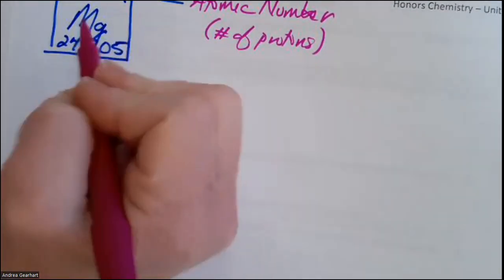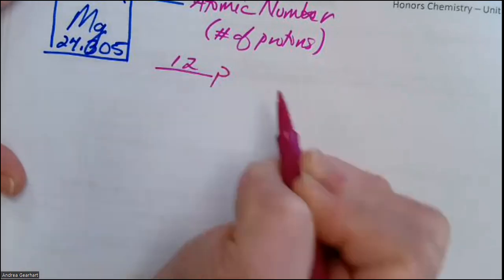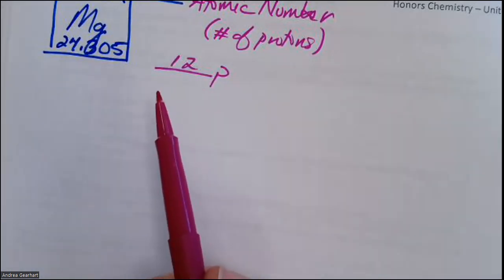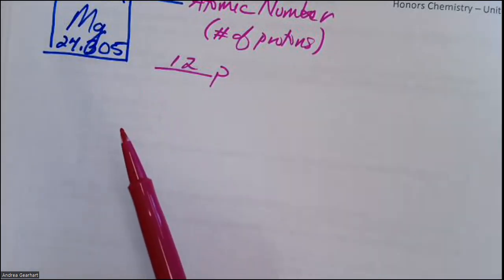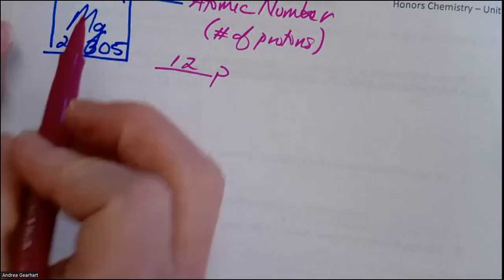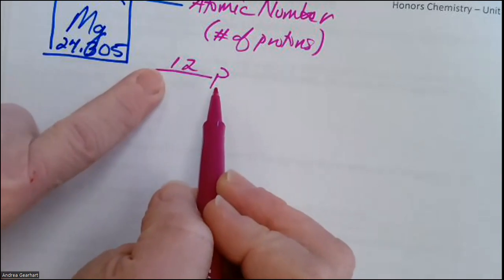So what makes magnesium magnesium is it has 12 protons. It could have 0 or 500 electrons. Now it wouldn't, but just saying. That doesn't change if it's magnesium. It could have 0 or 100 neutrons. It doesn't matter. That does not give it its identity. What determines it's magnesium is the number of protons.